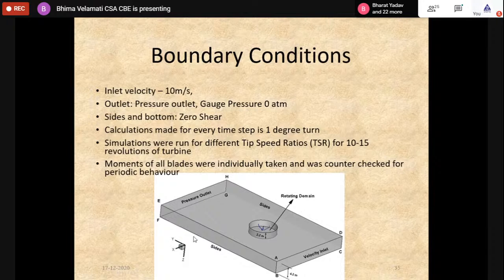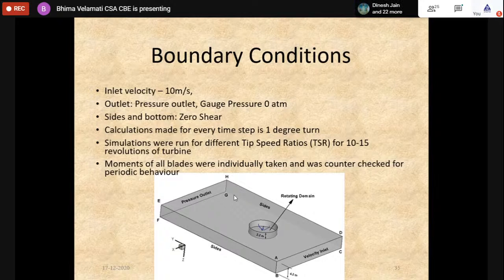Your sides are far away from the turbine, where I can put a zero shear. And behind the turbine, I would keep the domain really large so that the pressure effects would not come. So the outlet is kept as a pressure outlet, basically where the pressure would be very close to atmospheric pressure again.